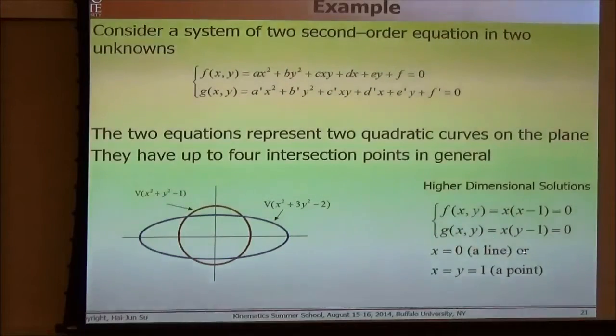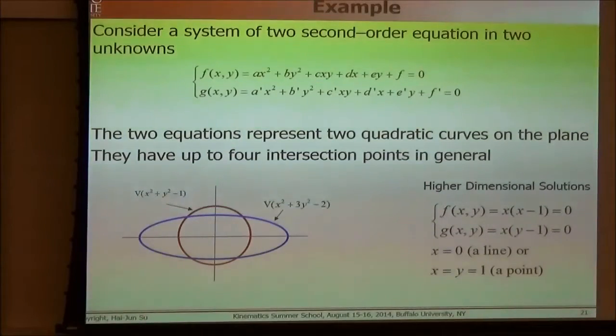Sometimes you get a higher dimensional solution. For instance, in this polynomial system, you can see that x equal to 0 is not representing an isolated point, but actually a line: x equal to 0, and y can be arbitrary. So sometimes you have a higher dimensional solution. But most of the time, we are interested in isolated solutions, assuming that a polynomial system has a finite number of solutions.